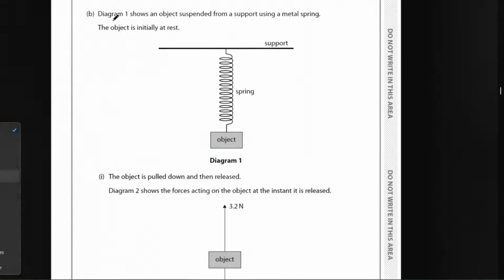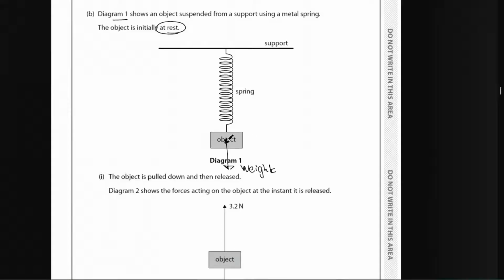Question number B. Diagram 1 shows an object suspended from a support using a metal spring. The object is initially at rest. When the object is at rest, that means the forces are balanced. The forces acting on the object would be its weight and the spring force, or elastic force, which balances the weight so that there is no net force and it is at rest. So at this point, elastic force and weight are equal.